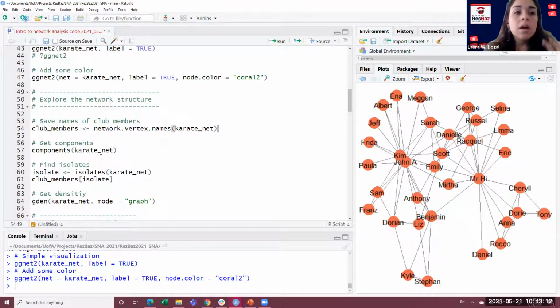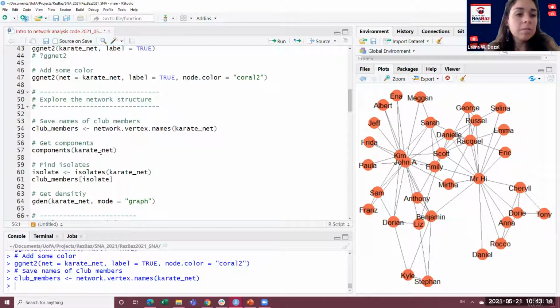So we want to make sure that we save the names of the club members. If you all remember before, our network attributes had our network vertex names, and so we want to make sure we set those names as our club members. We want to look at the components of the network.